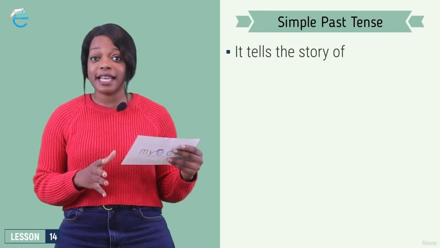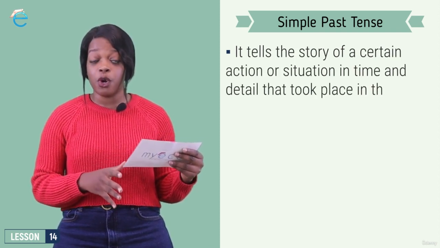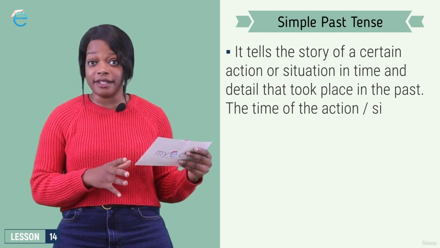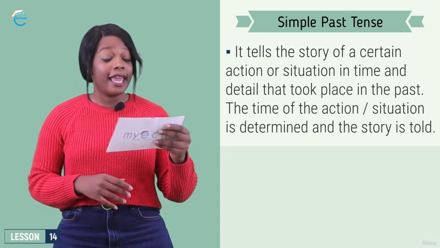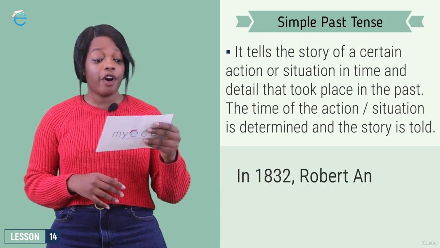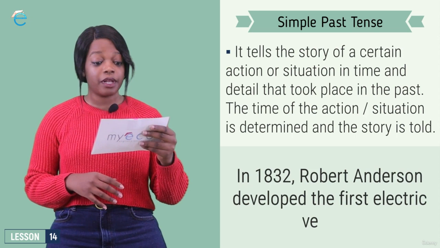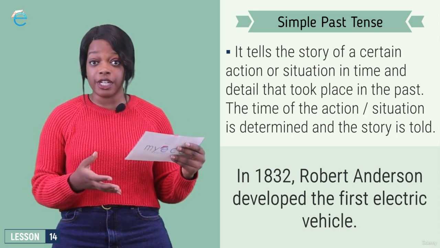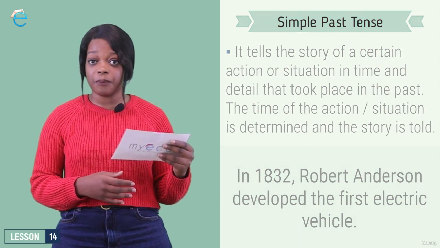The simple past tense tells us the story of an action or situation in time with details that happened in the past. For example, in 1832, Robert Anderson developed the first electric vehicle. Here, we have the action as well as the time it took place being told.